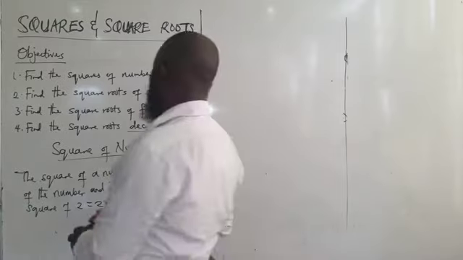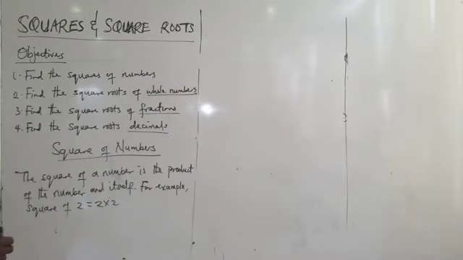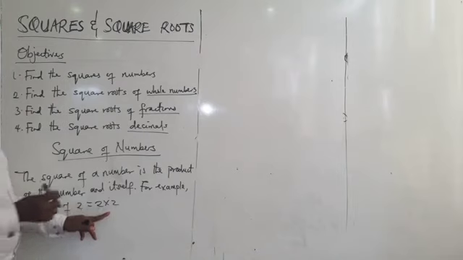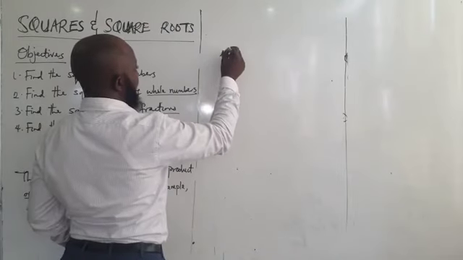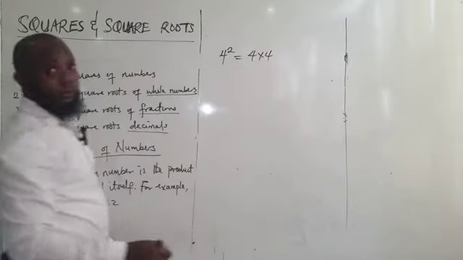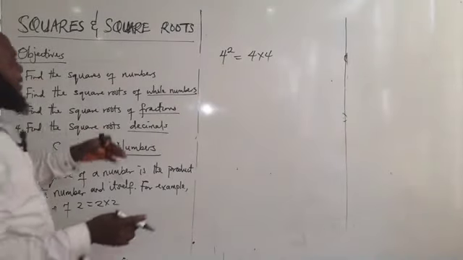So the first part is the square of numbers. The square of a number is the product of the number and itself. When you multiply the number by itself, for example, the square of 2 means 2 times 2. The square of 4, 4 squared, means 4 multiplied by 4.